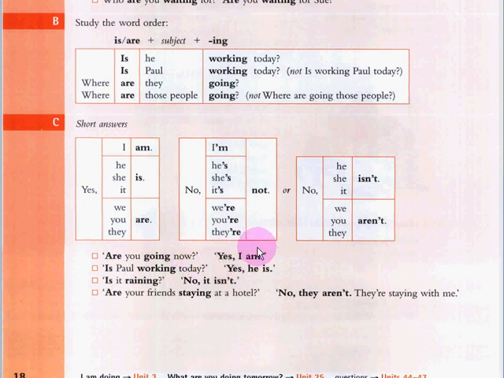Next, is Paul working today? Yes, he is. Is it raining? Now, let's make a negative short answer for this one. No, it isn't. Next, are your friends staying at a hotel? The answer is, of course, another negative. No, they aren't. They're staying with me.